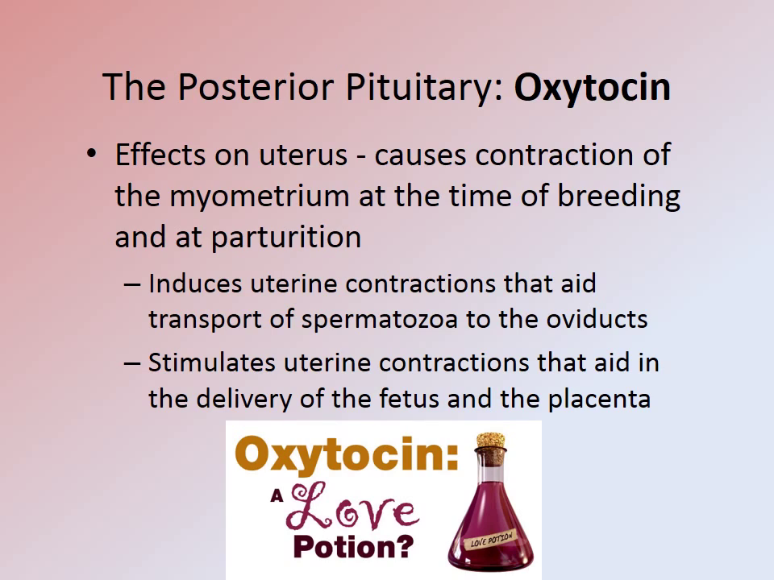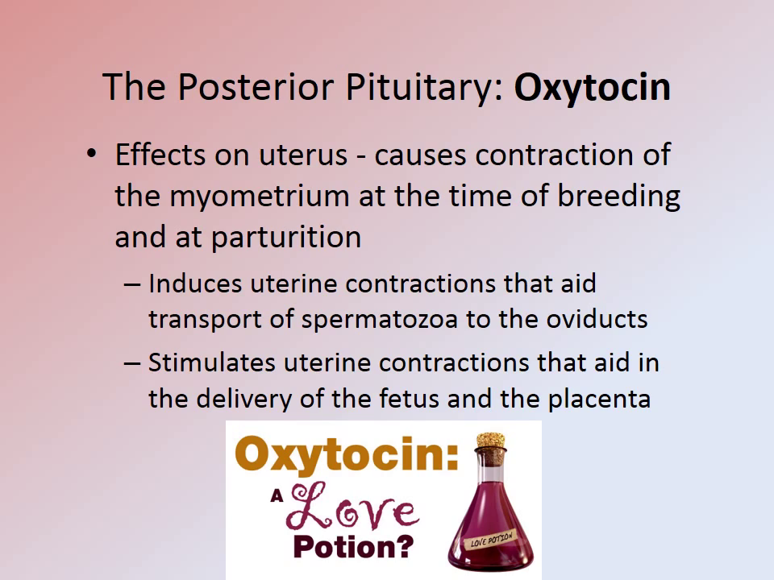So the second type of hormone produced by the posterior pituitary gland is oxytocin. It has effects on the uterus. It causes contractions of the myometrium at the time of breeding and at parturition. So it induces uterine contractions that aid in the transport of spermatozoa to the oviducts. It's said that oxytocin will help during copulation. The female's uterus will contract, which will help with bringing that spermatozoa up to the oviduct so that it can find its way to the egg.